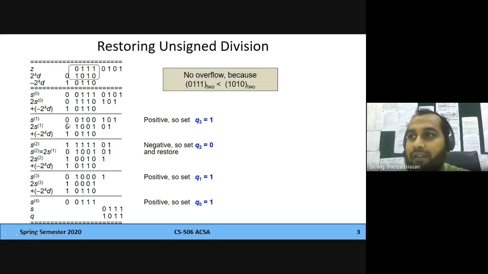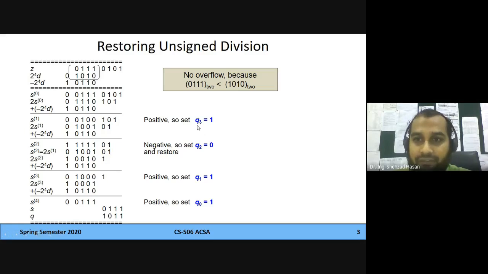So we added this and we have a result which is positive. What is the conclusion here after the first step? We did a trial subtraction and our trial subtraction was correct. So if we get a positive number, this means our trial subtraction is correct, right? This means that the quotient bit should be 1. Okay, and which quotient bit should that be?